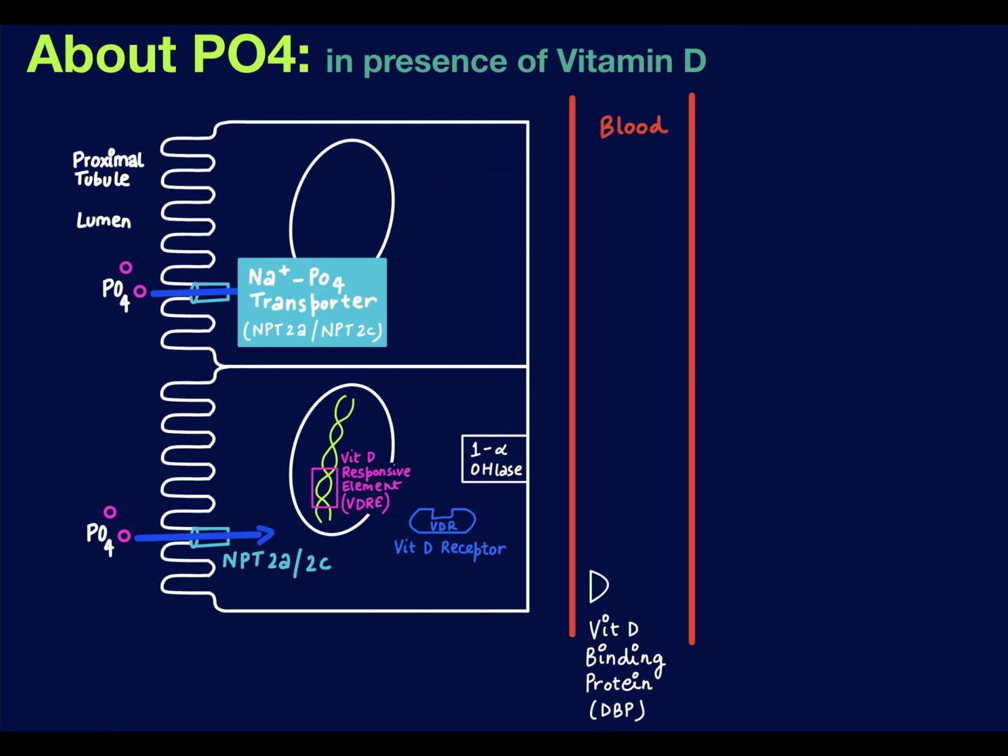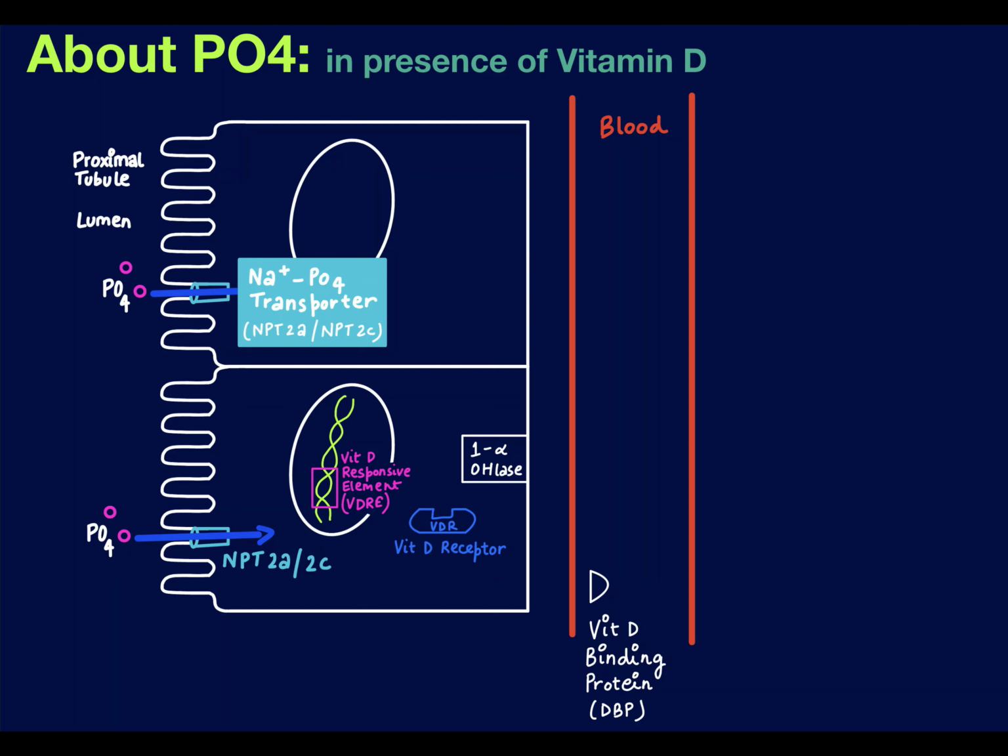PCT is not just a site for vitamin D activation, it is also a site for vitamin D action. Therefore, we can see the machinery responsible for vitamin D action in the PCT, like the vitamin D receptor and the vitamin D response elements, aka VDRE, on the DNA in the nucleus of proximal tubular cells.